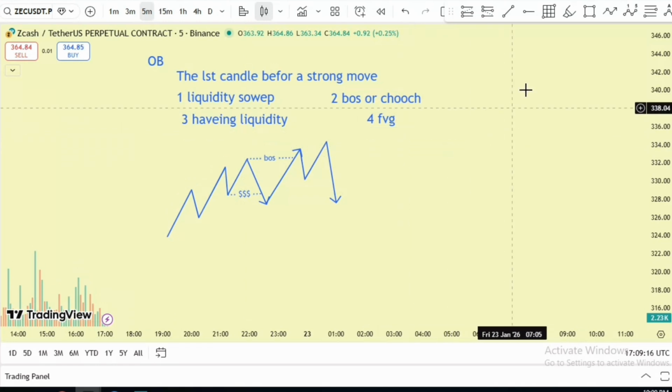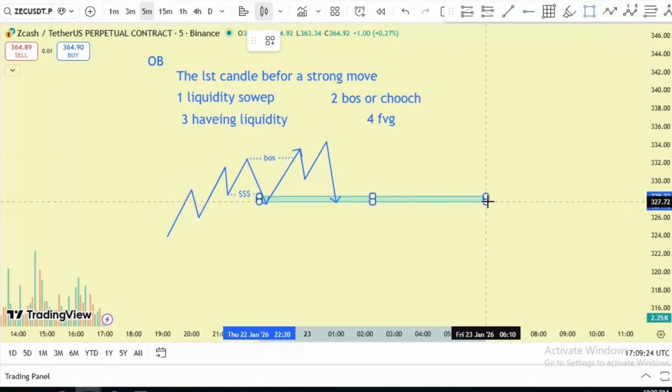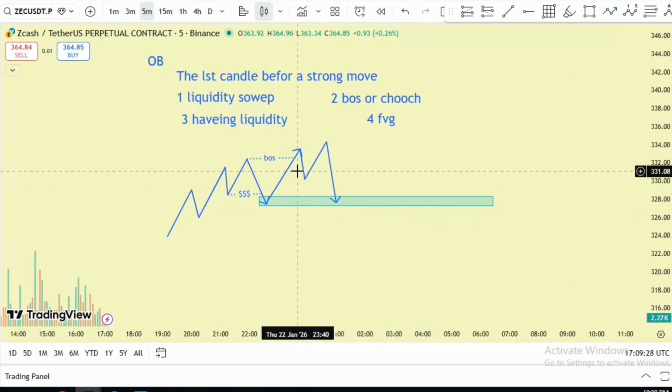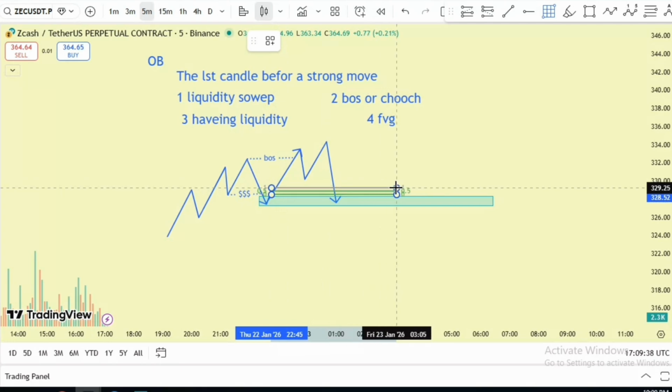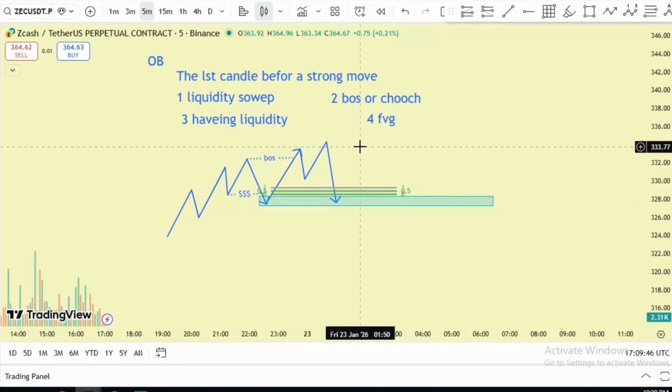And here the question is where the order block is. The order block is this last candle before this move. And how will we enter? Maybe we have the liquidity here, or maybe we have an FVG here, so we will enter from that FVG or even from that order block. I will explain that for you guys in the real market chart.